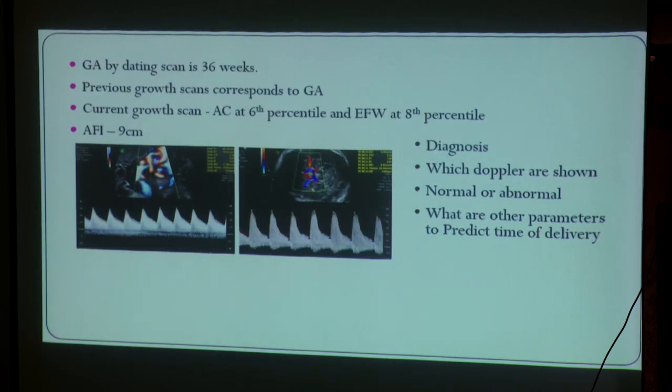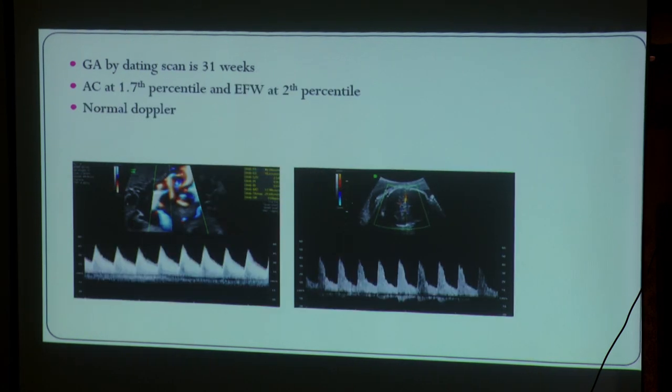This is the next case scenario, with a similar history. AC and EFW are less than the 10th percentile, but the Doppler here is normal. Normal umbilical artery Doppler and normal MCA Doppler. Now we call this a small for gestational age fetus. This is not FGR.